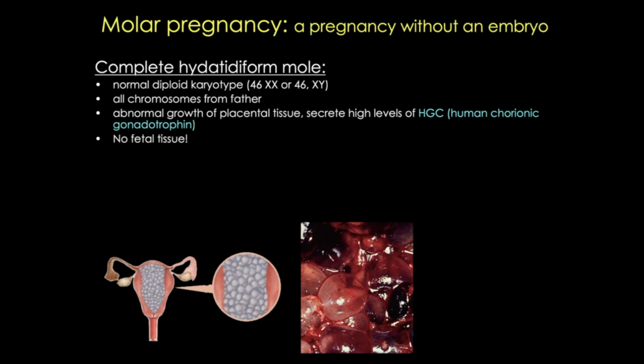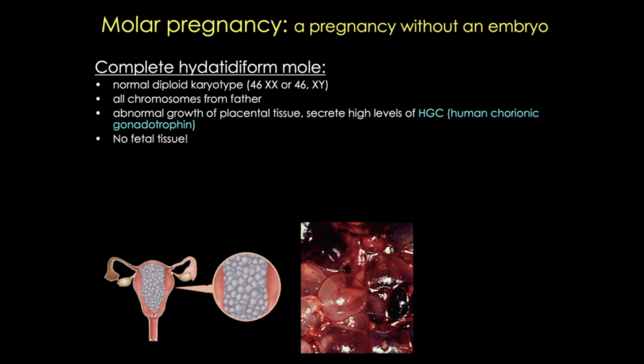This tissue can secrete high levels of HCG, or human chorionic gonadotrophin, and sometimes this causes the molar pregnancy to appear normal, but often the levels are too high for the suspected fetal age. Now, abnormal HCG levels may indicate a molar pregnancy, but nowadays most are detected early by routine ultrasound where the absence of an embryo can be seen.